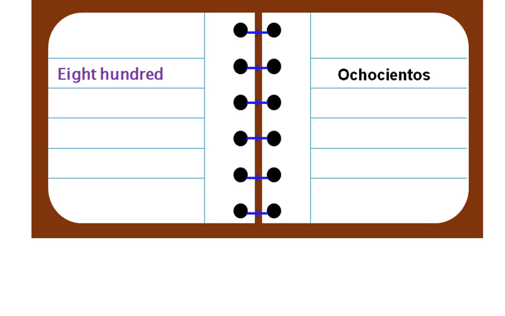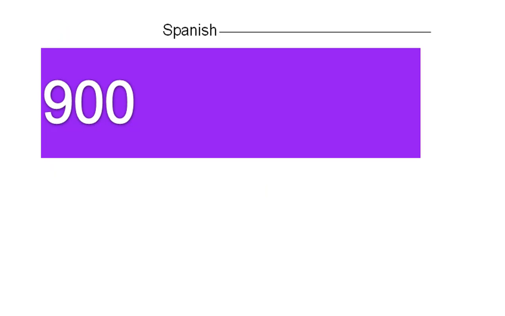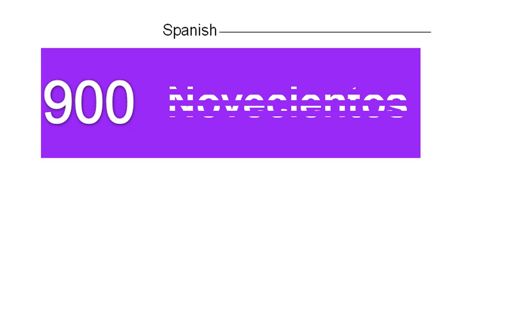800. 8 is 8. We have 100 is 100, and because we are talking multiples of 100, we add s towards the end. 800. 900. It's again a rule breaker. So 9 is 9, so it's not 900. It is 900.